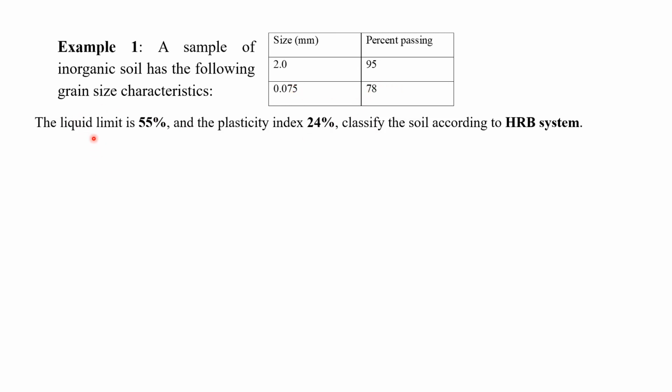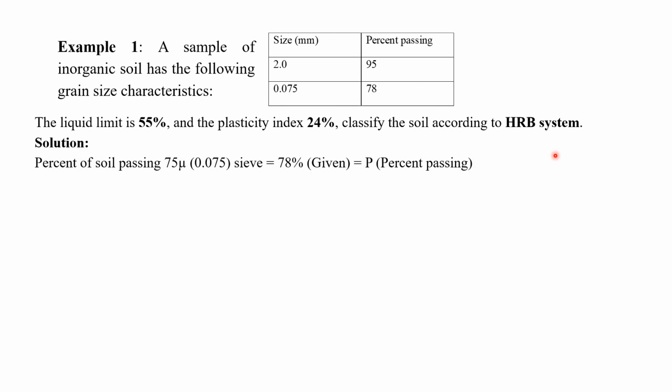What other values are given? Liquid limit is 50%, PI is 24%. So classify this soil according to HRB classification system. So now what we shall do here, percent soil passing 75 micron, 78% is already given here.